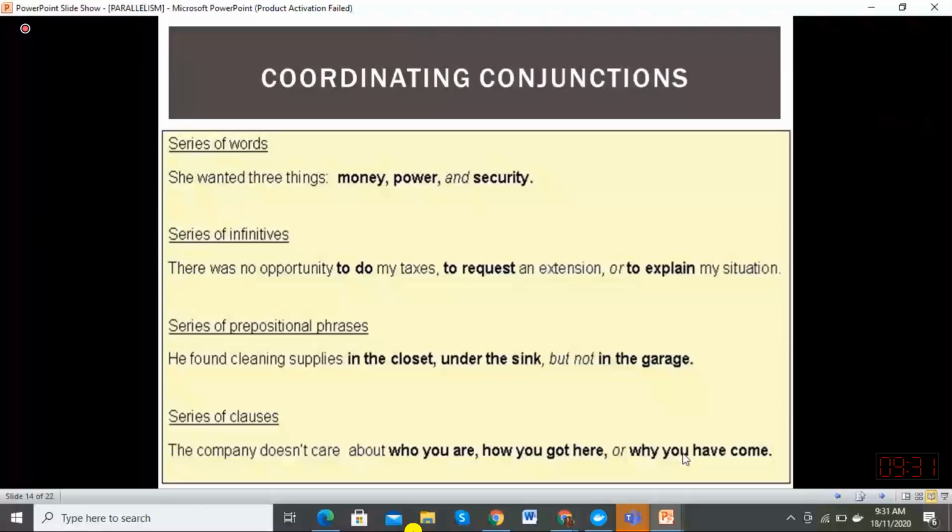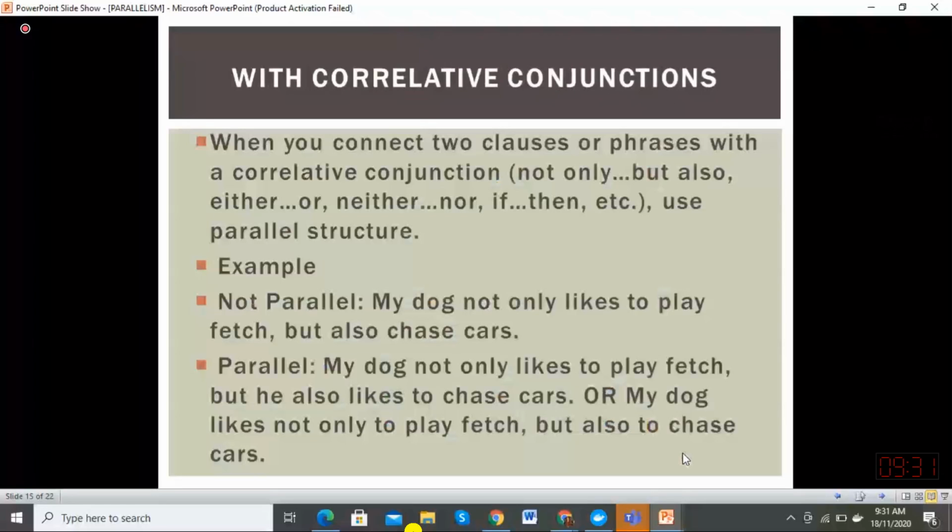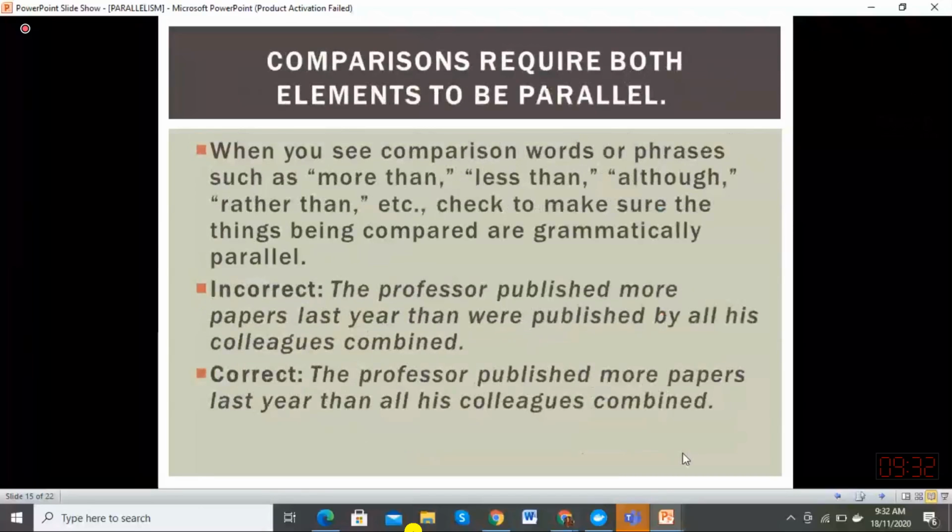Correlative conjunctions we have already discussed. When you connect two clauses or phrases with correlative conjunctions, we use parallel structure, and correlative conjunctions are used before your verb, the action word. So the verb follows the correlative conjunction. For instance, my dog not only likes to play fetch, but he also likes to chase cars. Or, my dog likes not only to play fetch, but also to chase cars. So in both parallel constructions, it comes before your correlative conjunctions.